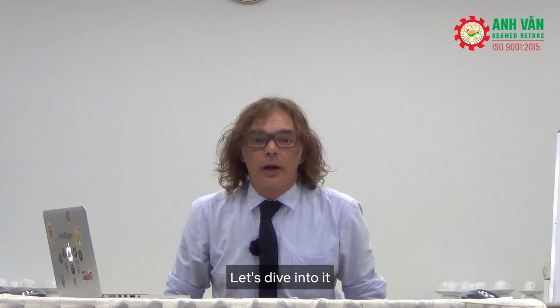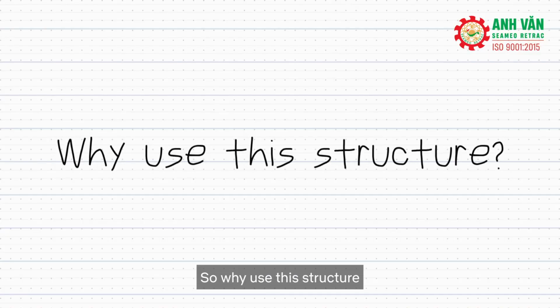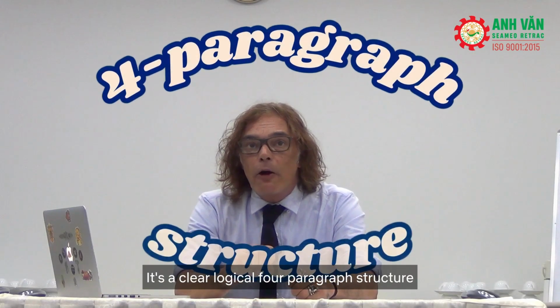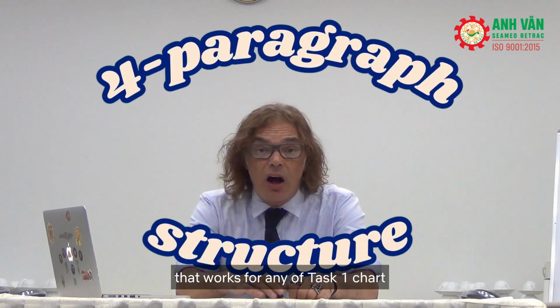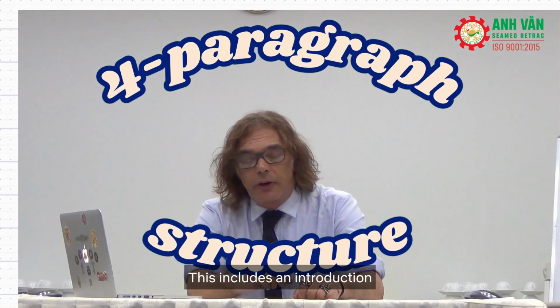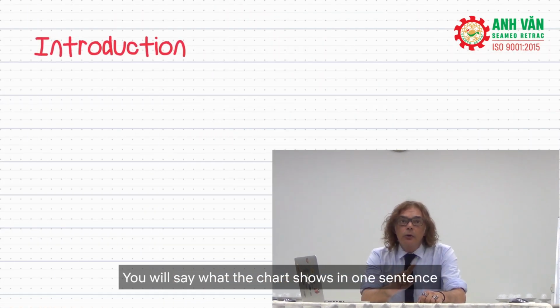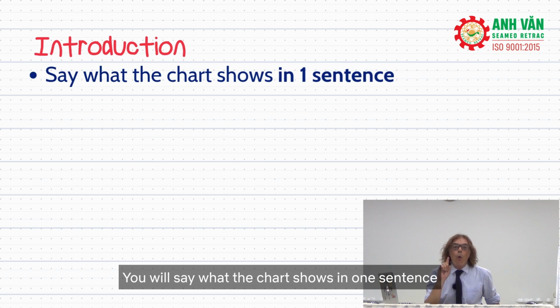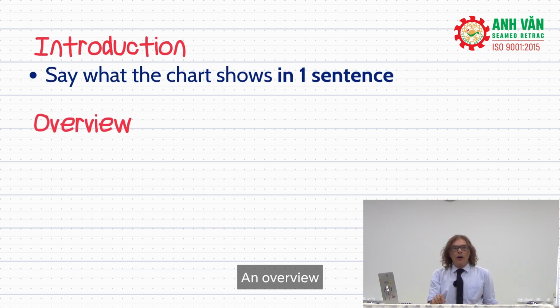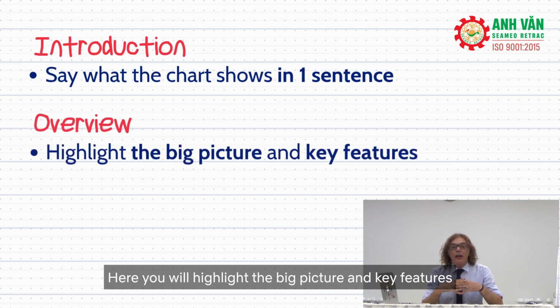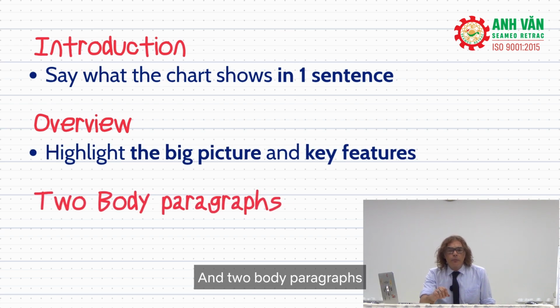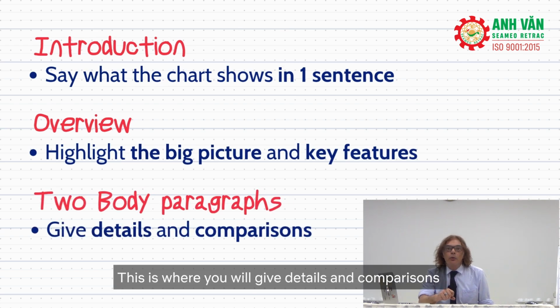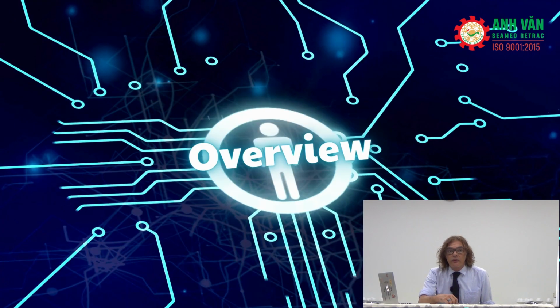Let's dive into it. So why use this structure? Well, it's a clear, logical 4-paragraph structure that works for any Task 1 chart. This includes an introduction. You will say what the chart shows in one sentence. An overview. Here you will highlight the big picture and key features. And 2 body paragraphs. This is where you will give details and comparisons.